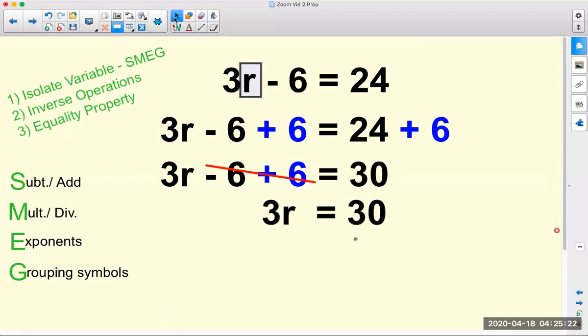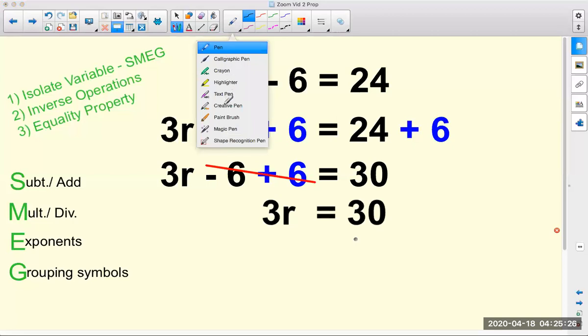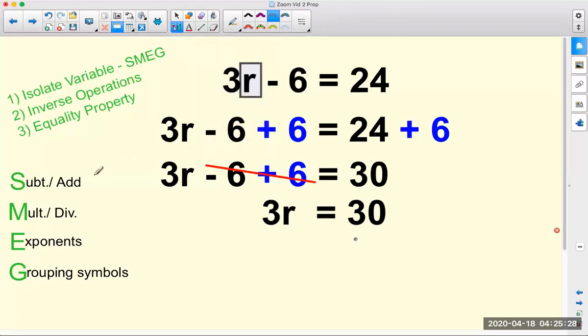All right, fantastic. Now I'm going to mark off step S. That way we know we did that one and we can move on. Now we're looking for M, which is multiplication or division. So here we have 3r equals 30. Remember, when we have a coefficient in front of a variable, that means multiplication. So we found it. We're multiplying by 3.